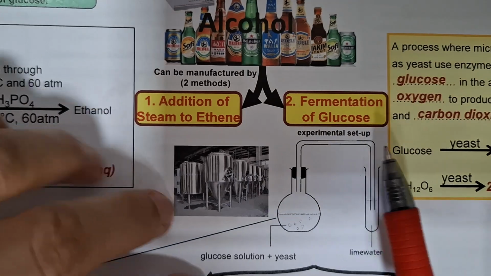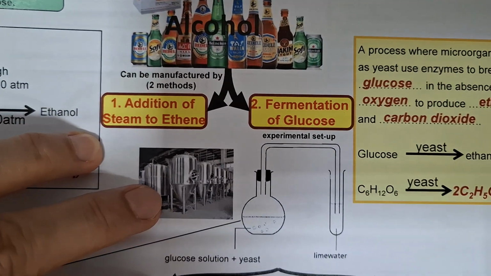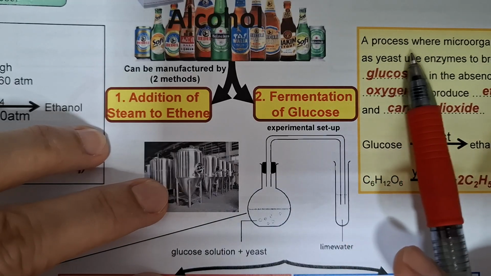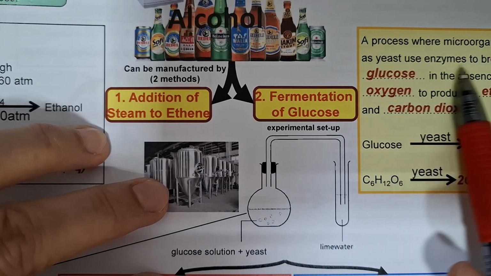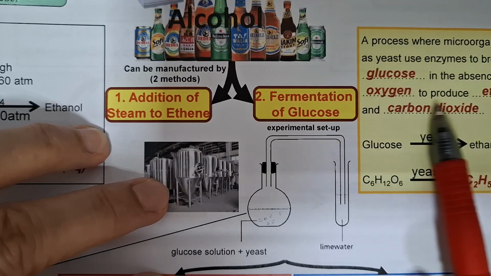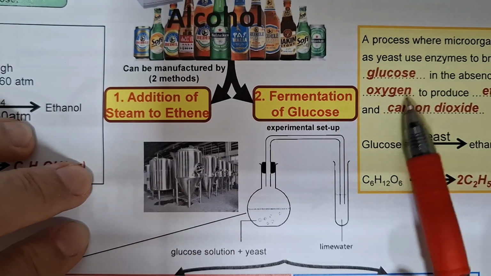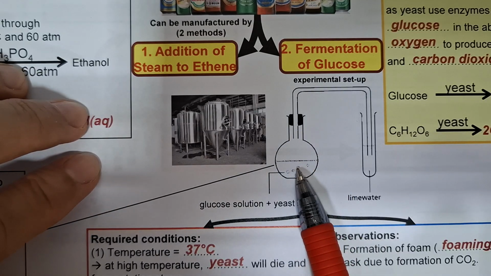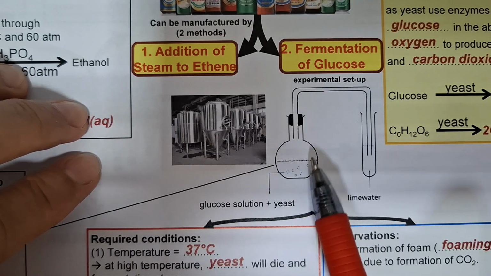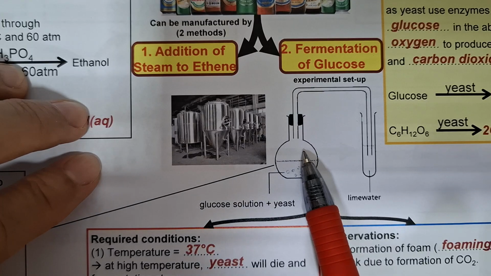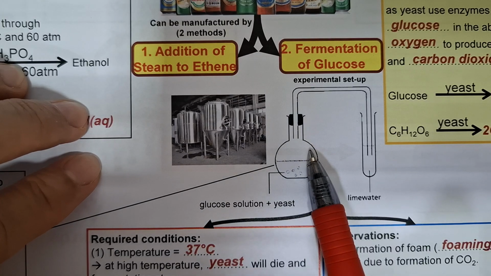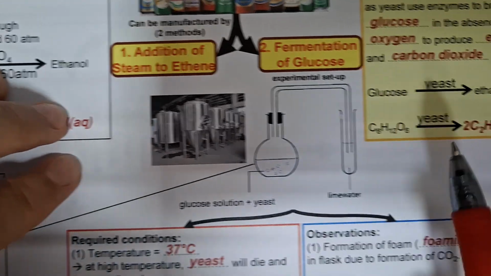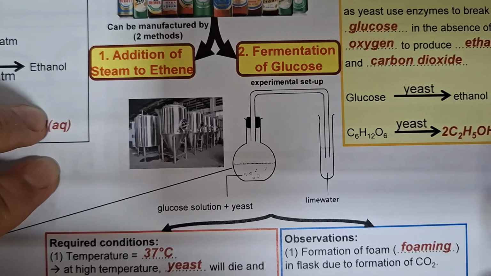The second method is the fermentation of glucose. So this method is used to make ethanol. So fermentation, this is the definition: a process where microorganisms such as yeast use enzymes to break down glucose in the absence of oxygen. So it must be absence of oxygen. That is why this flask which contains glucose solution and yeast needs to be sealed, so that the amount of oxygen inside will decrease over time, and then when there is no oxygen, the yeast will break down the glucose molecule to produce ethanol and carbon dioxide.